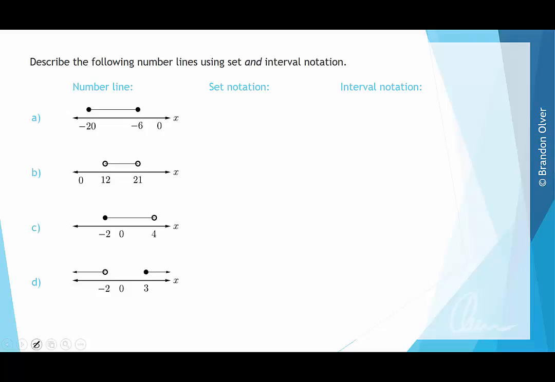So for this one, we have a coloured in dot, which means the number's included. So we go from -20 included to -6 included.